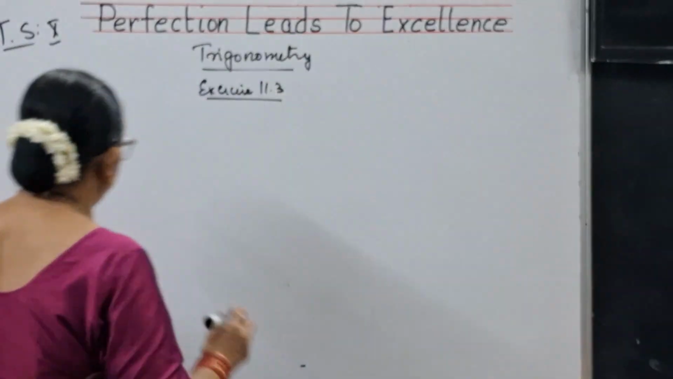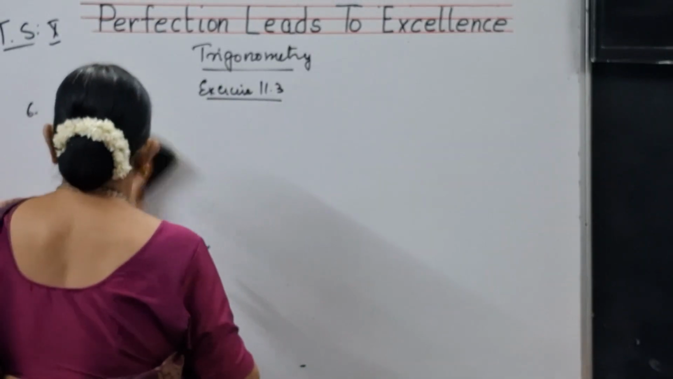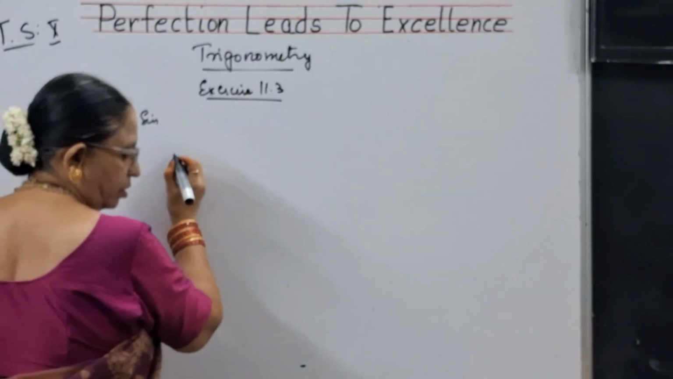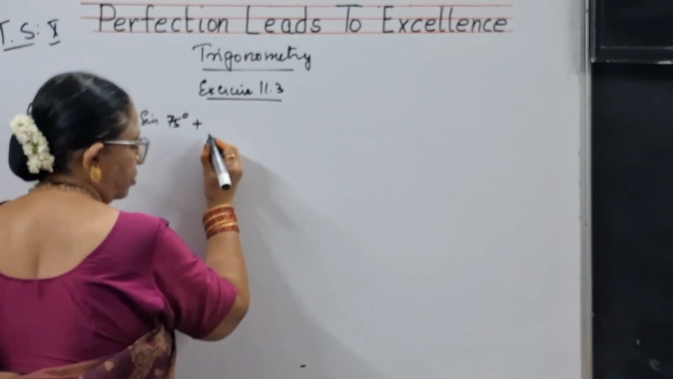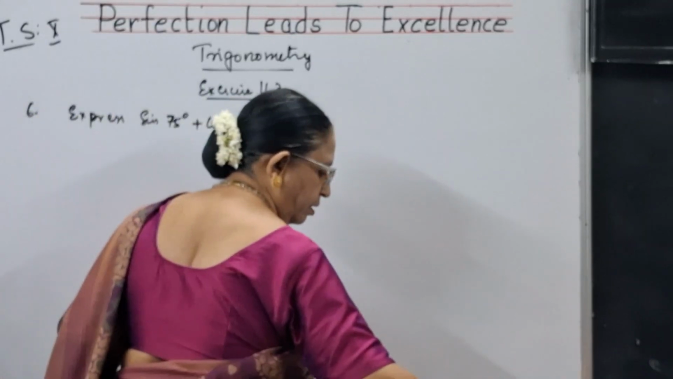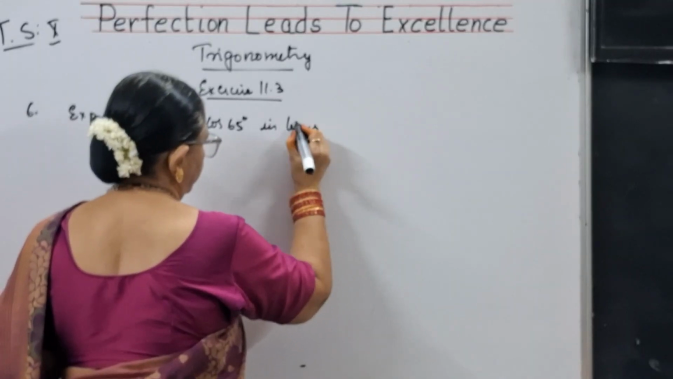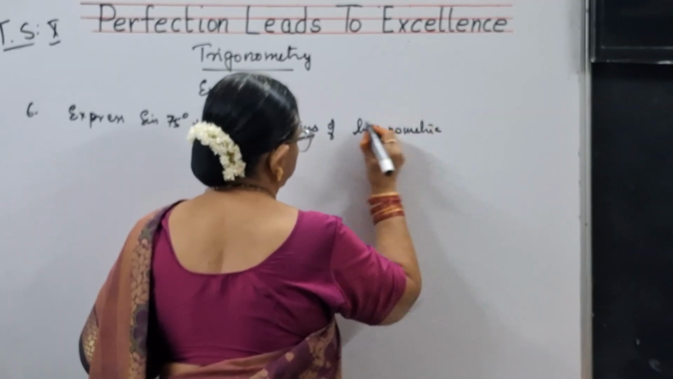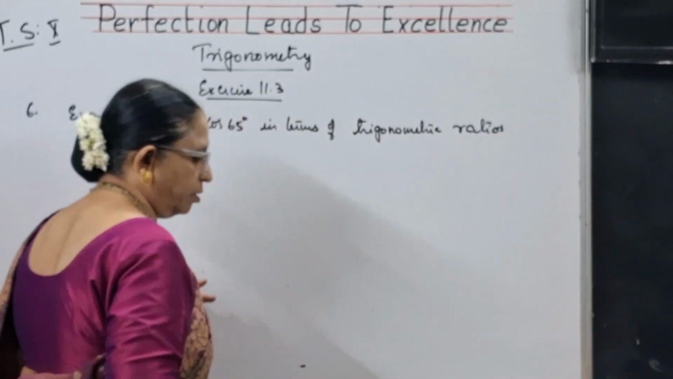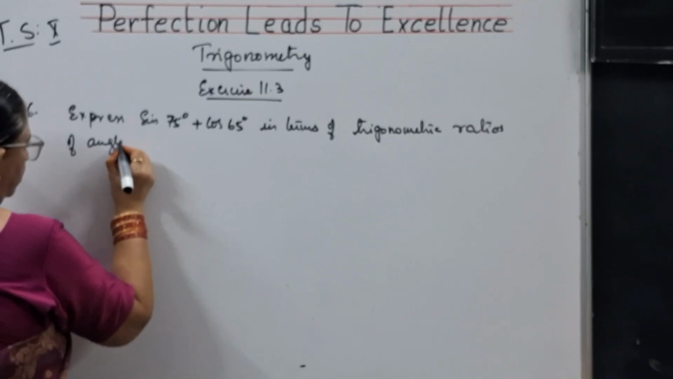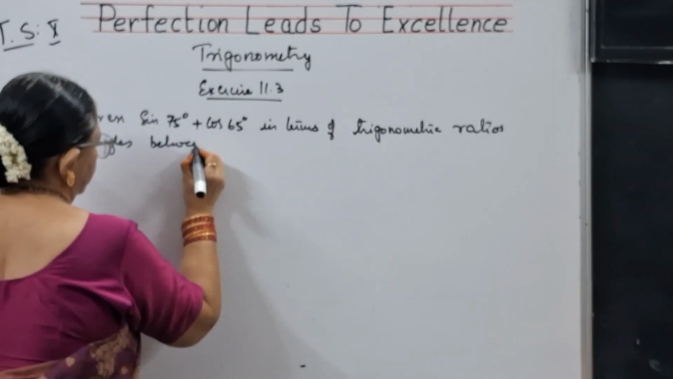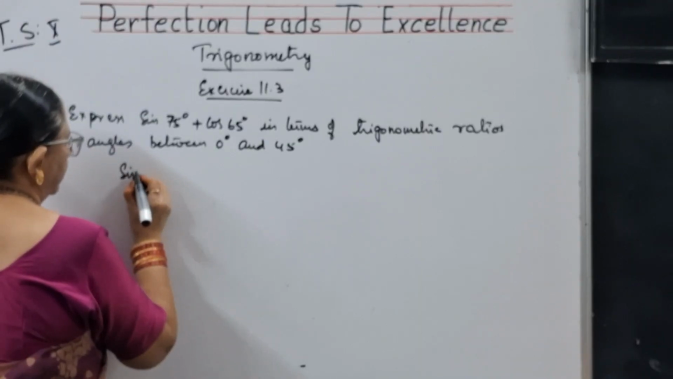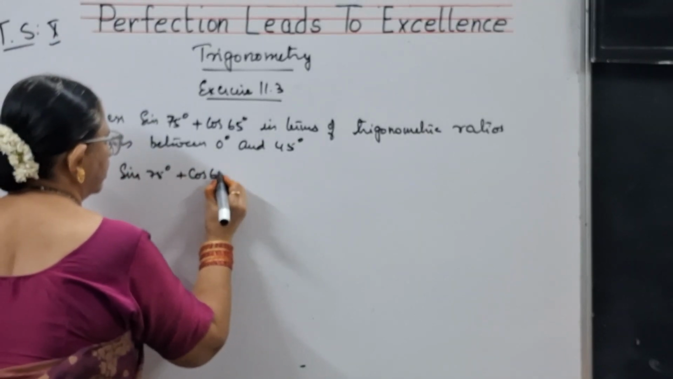Now, sixth problem. Express sine 75 degrees plus cos 65 degrees in terms of trigonometric ratios of angles between 0 degrees and 45 degrees, same as that of our example problem, children. Sine 75 degrees plus cos 65 degrees.